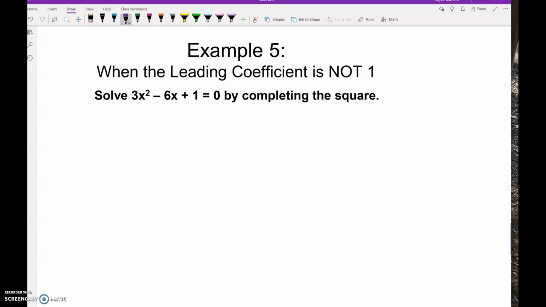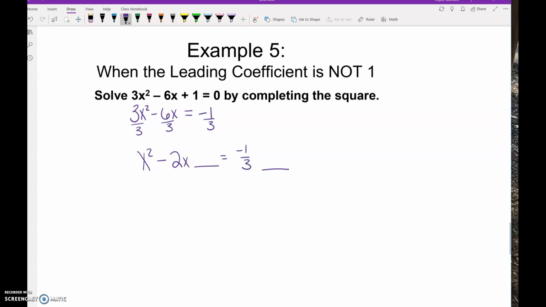We're going to start exactly the same. We start by subtracting 1 on both sides. And actually, I'm not even going to do that step yet. I really want this to be a 1x squared, so I'm going to divide everything by 3. So we will have x squared minus 2x, I'm going to leave myself a blank, equals negative 1/3 and a blank. Now this looks like the problems we've had before.